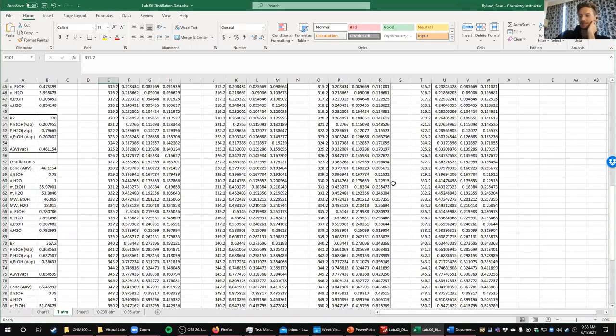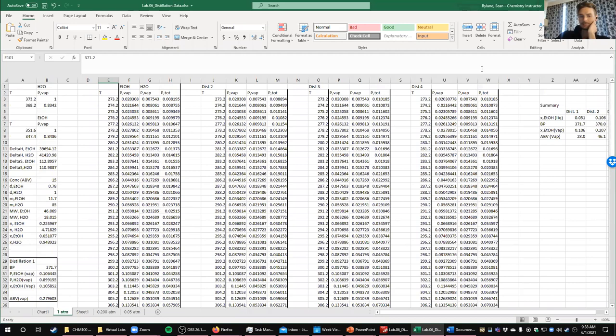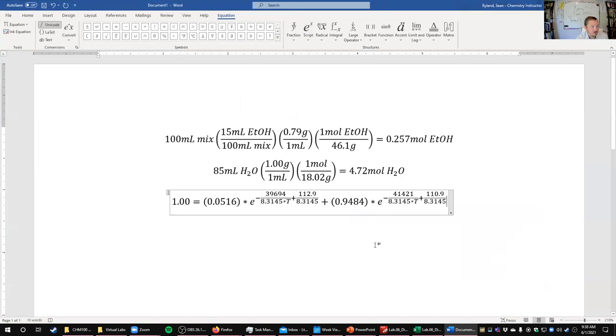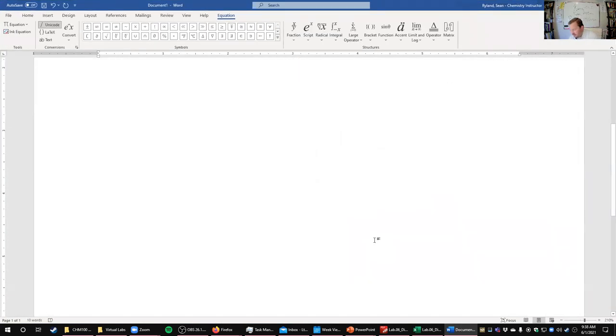I'm just having trouble going back to alcohol by volume from the mole fraction. Okay, let's do that. For any time we have a concentration that we want to change into different concentration units, start by just assuming an amount. So if we say, okay, I've got 1 mole of molecules, let's say we, what did you wind up with as your mole fraction of ethanol?